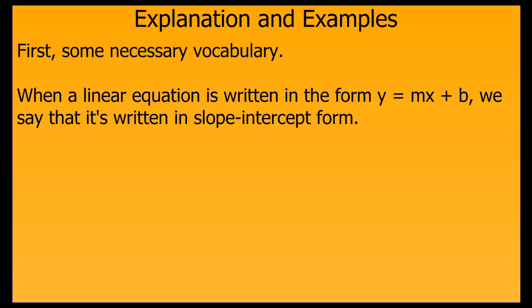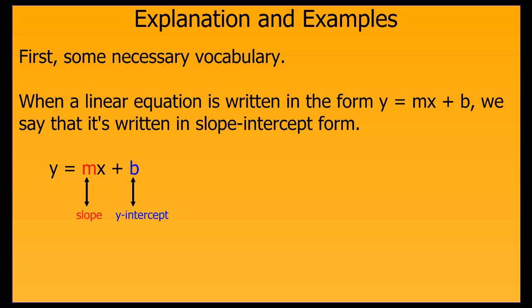When a linear equation is written in the form y equals mx plus b, which is an algebraic way of saying y equals some constant number we'll call m times x plus a constant number we'll call b, we say that it's written in slope-intercept form. The m part of the equation will always be the slope of the line, and the b part of the equation will always be the y-intercept, the place where the graph crosses the y-axis.